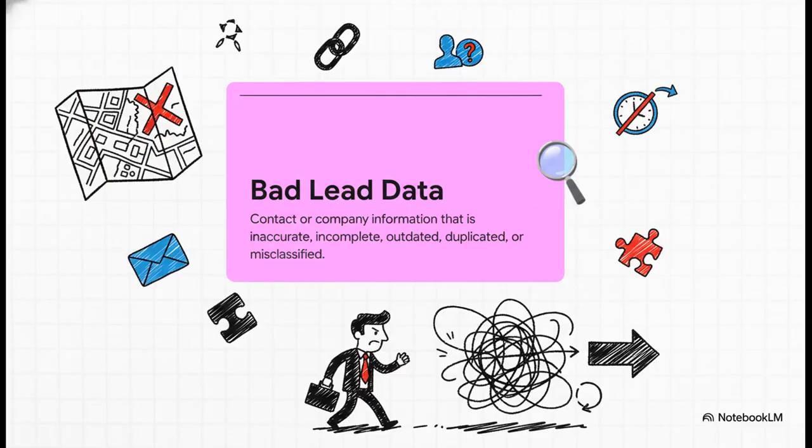So, what even is bad lead data? Let's be clear, it's any information that's just wrong. We're talking incorrect job titles, emails that bounce, outdated company info. Seriously, think of it like trying to navigate a new city with a map from the 90s. You're pretty much guaranteed to get lost.